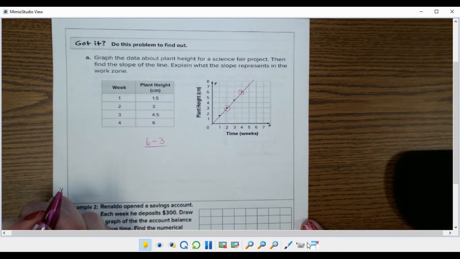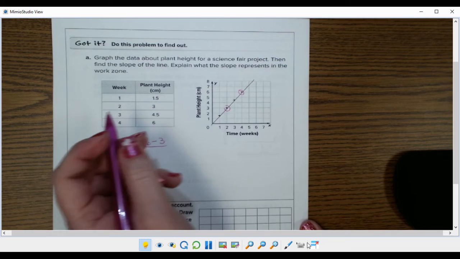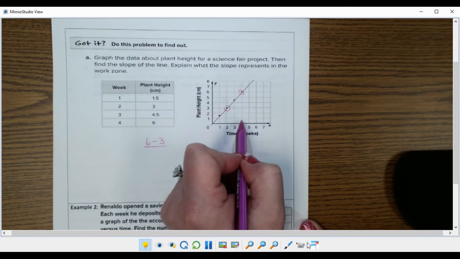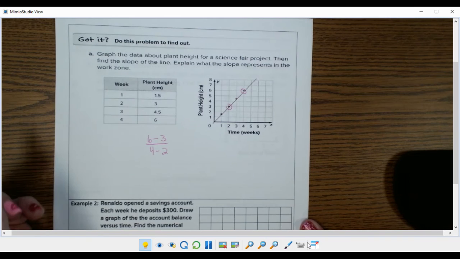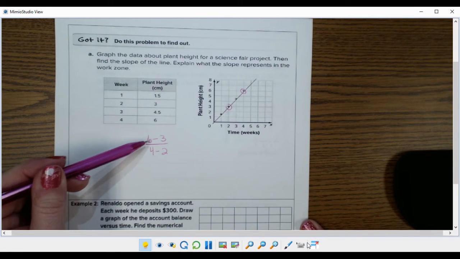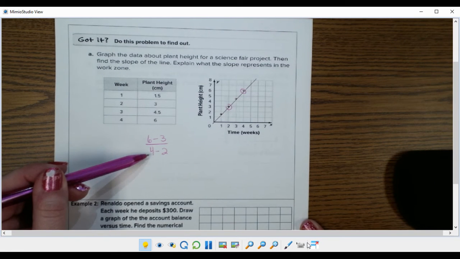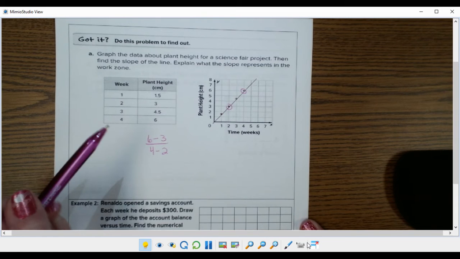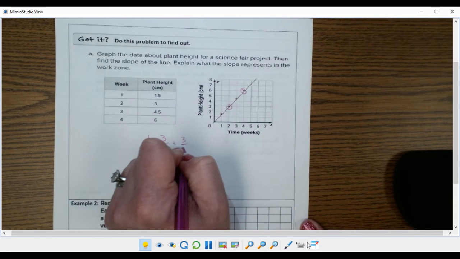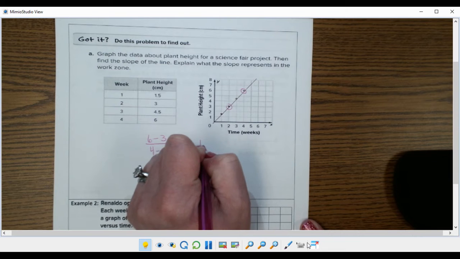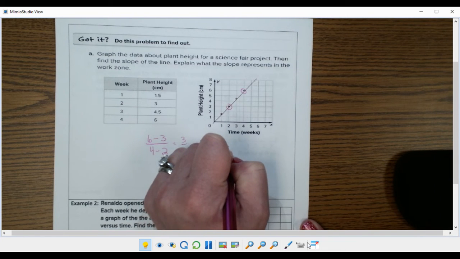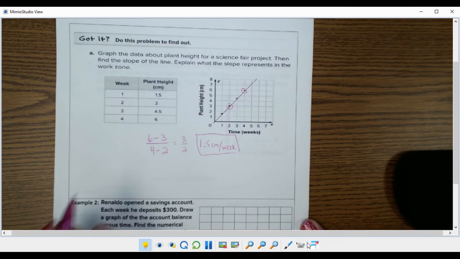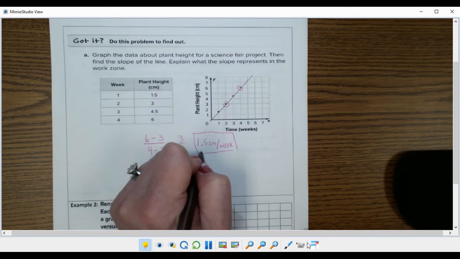This look familiar? I feel like we did this yesterday. And then we're going to subtract their x's. This is at 4, and this is at 2. We found the rise, how much it went up, over the run, how much it went side to side. So we'll subtract, we get 3 over 2. It grew 1.5 centimeters per week. Okay? The slope is the number.